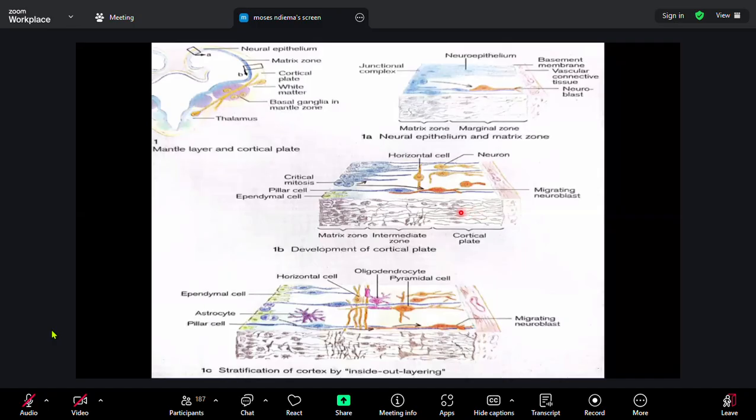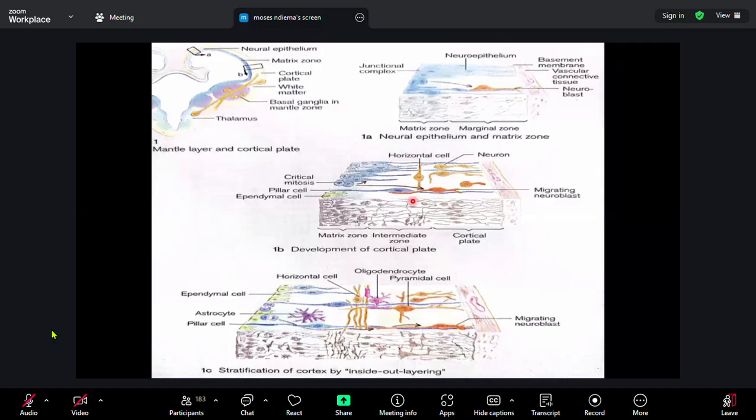And the first group of cells that form the intermediate zone will form the nuclei within the cerebellum or the cerebral cortex: the basal ganglia in the cerebral cortex, and then the dentate, fastigial, and emboliform nuclei of the cerebellum. Those are formed in the intermediate zone by the first migration of cells.